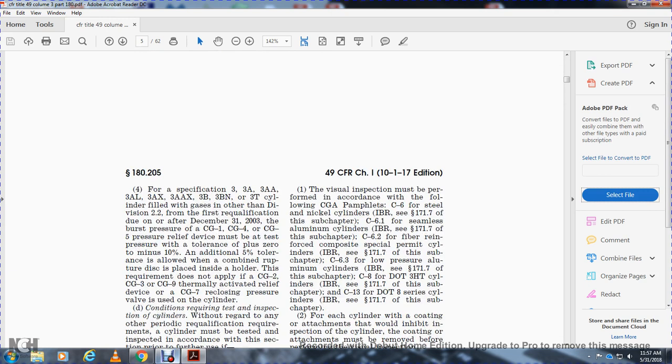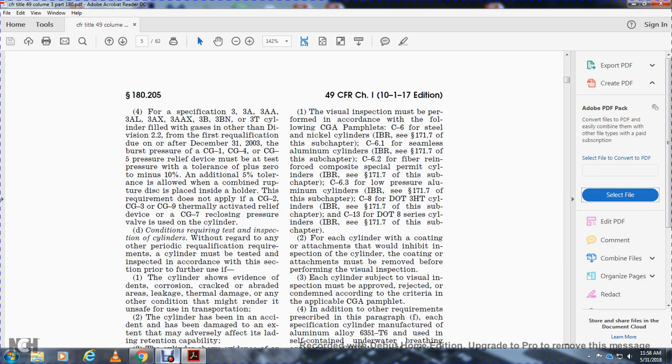For specification 3, 3A, 3AA, 3AL, 3AX, 3B, 3BN, and 3T cylinders filled with Division 2.2 gas, with the first requalification due by December 31, 2003, the burst pressure devices CG-1, CG-4, and CG-5 with pressure relief devices must be tested to test pressure, with a tolerance of plus 0 and minus 10 percent, with an additional 5 percent tolerance allowed when combined with a rupture disc. This requirement does not apply to CG-2, CG-3, and CG-9 thermally activated relief devices or the CG-7 reclosing pressure valve.